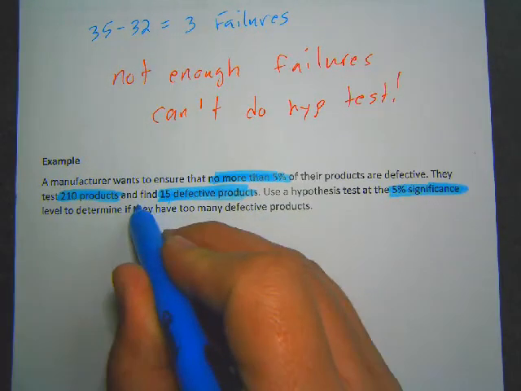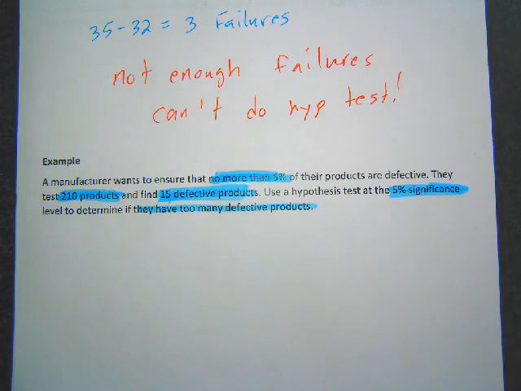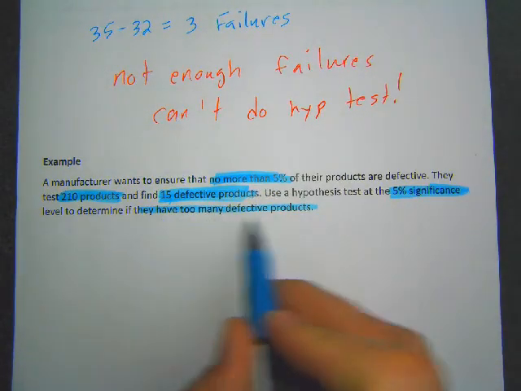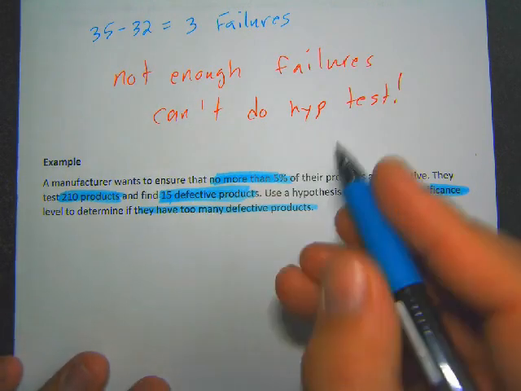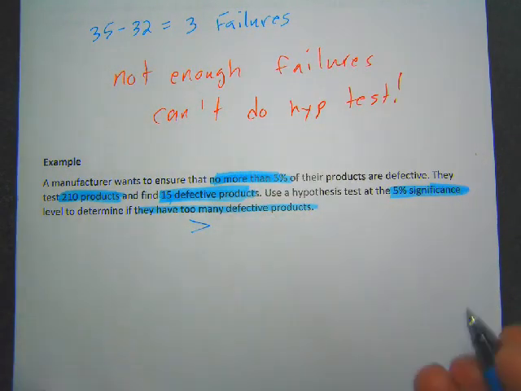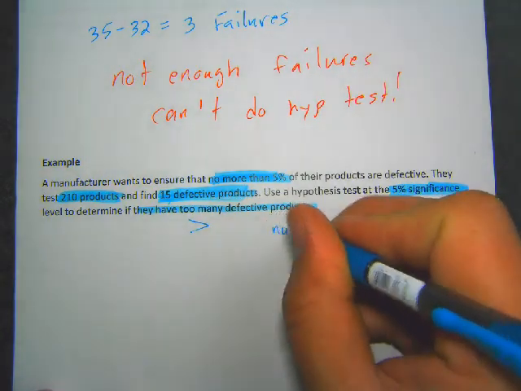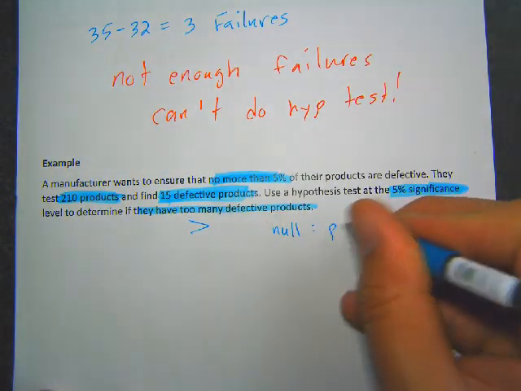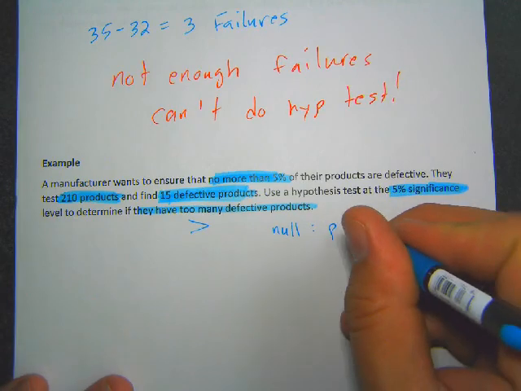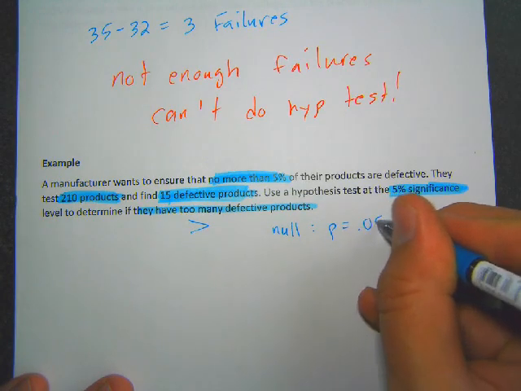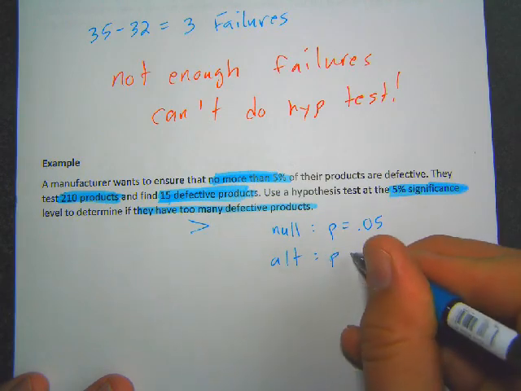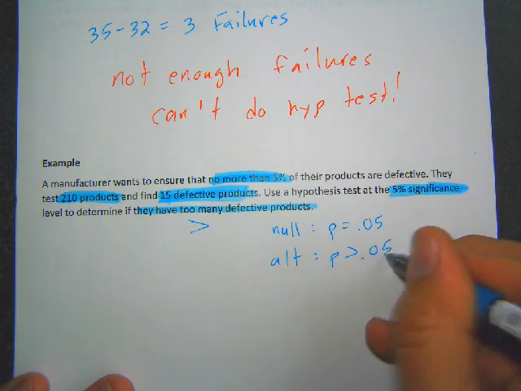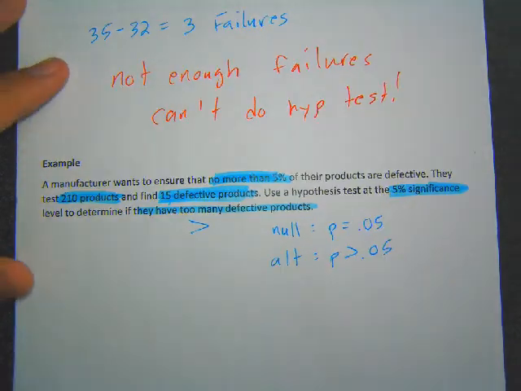So we're looking to see if they have too many. In this case, we're going to do a greater than test, because we want to check whether it's actually more than the 5%. If it is 5% or less, we're okay, but we're looking for more than. Our null hypothesis is that the proportion of defective products equals 0.05, or 5%. The alternative is that the proportion is greater than 5%. So we're looking at a greater than test.